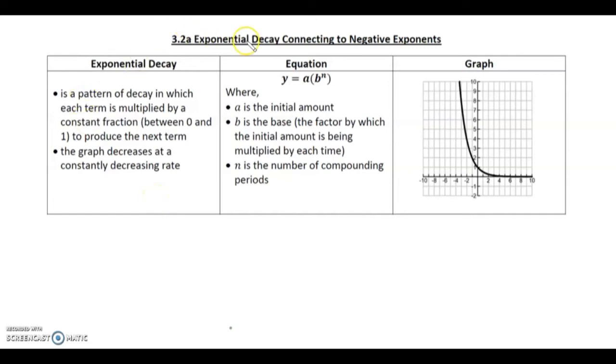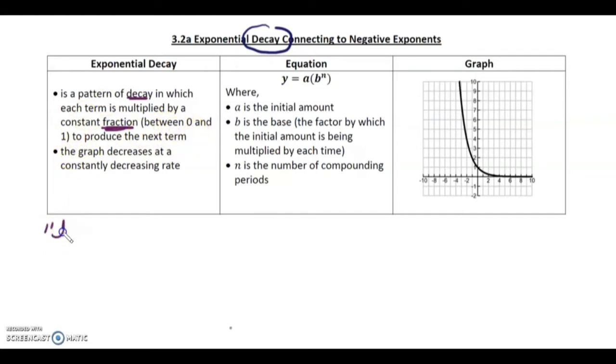So 3.2a is exponential decay. Okay, and then we're going to connect negative exponents. So what is exponential decay? This is a pattern of decay in which each term is multiplied by a constant fraction. Okay, and so this fraction has to be between 0 and 1.